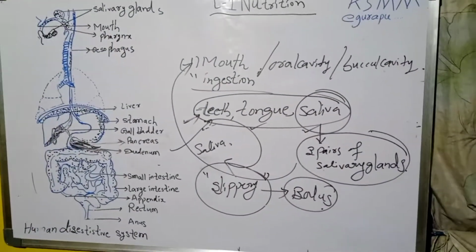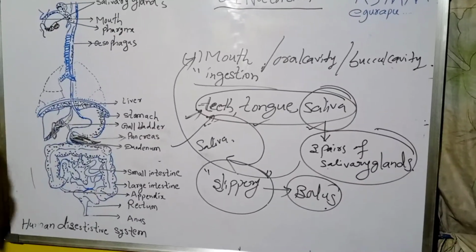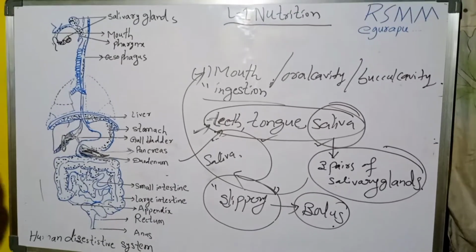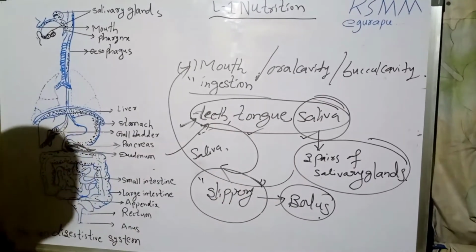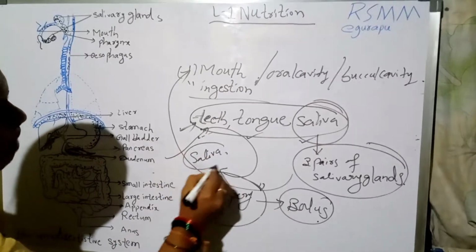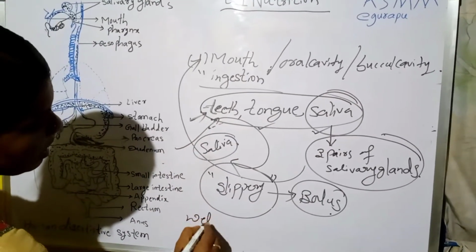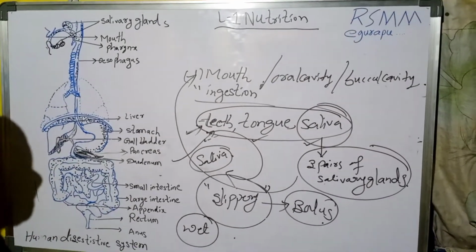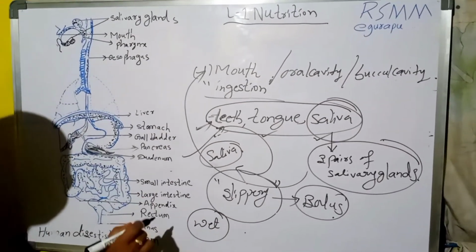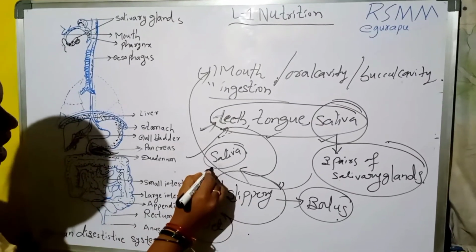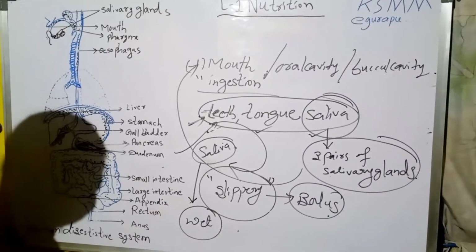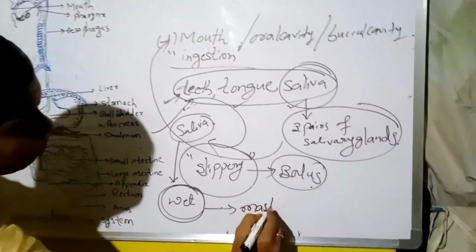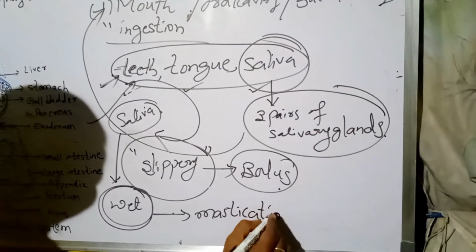Food is cut and crushed by our teeth in our mouth and mixed with saliva to make it wet. Why is it mixed with saliva? To make it wet. Can we swallow dry food? No, it is difficult to swallow. So food mixes with saliva and becomes wet. This process is called mastication.